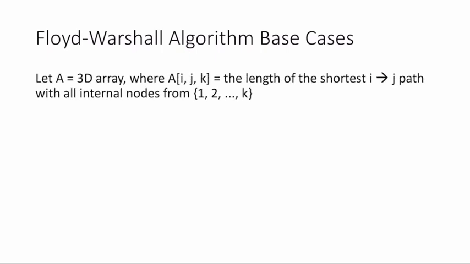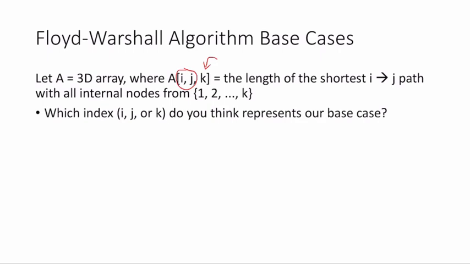All right, so what are the base cases for the Floyd-Warshall algorithm? Well, in this case, we're going to be filling in a three-dimensional array because in the end, we want to have the shortest path for all pairs of i, j. And as we said, we're limiting ourselves to k vertices at any given iteration. So that's why it's a three-dimensional array. Which index, i, j or k, should be representing our base case? Another way to say that is, what do I fill in first in the table?